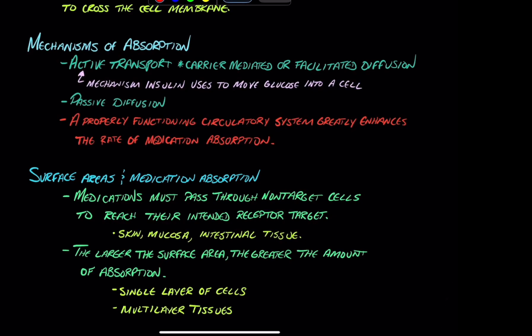Active transport is actually something that moves a molecule across the cell membrane. This is what insulin does to get glucose into a cell. Insulin hangs on to glucose and brings it into a cell, whereas if glucose is just floating around on the outside of the cell by itself, it can't passively diffuse into the cell. So it needs insulin to mediate that and bring it across the cell membrane.